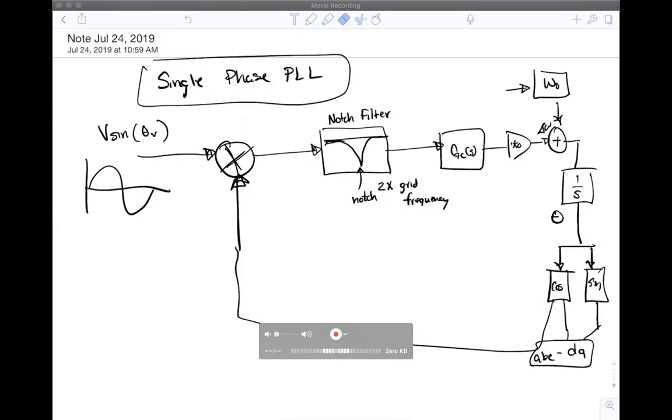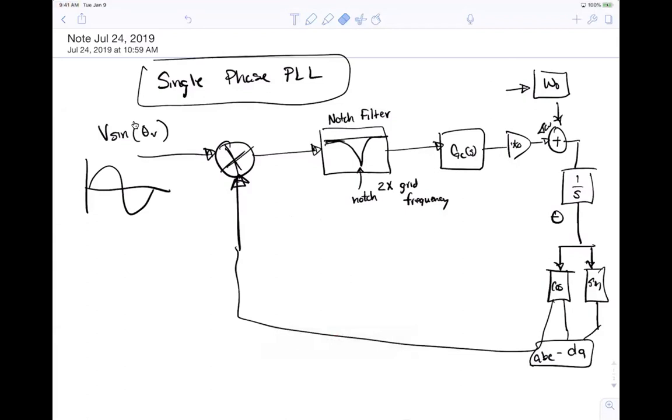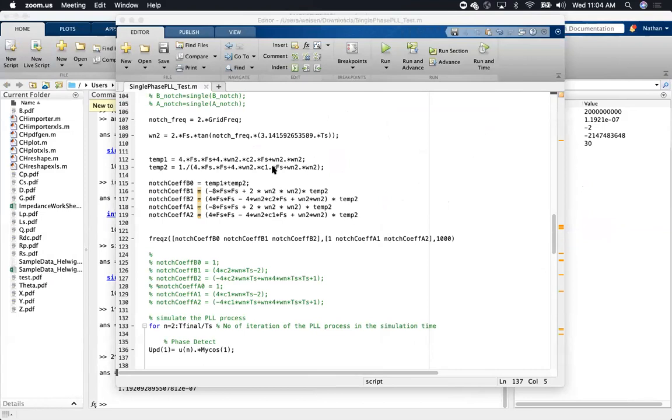So what I'm going to do now is hop over to my MATLAB code and talk a little bit about the notch filter and show you where I put it and how to implement it, all that good stuff. So let's see here. I need to swap this over to MATLAB. Okay, now we're looking at the whole screen.